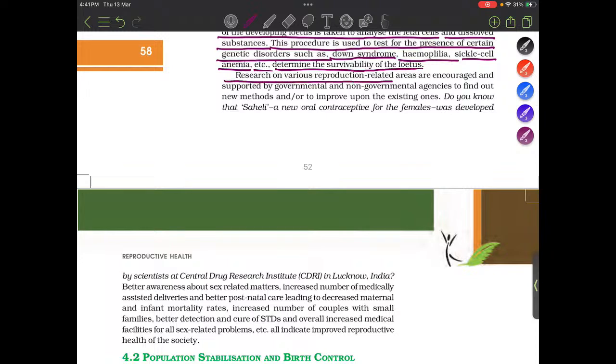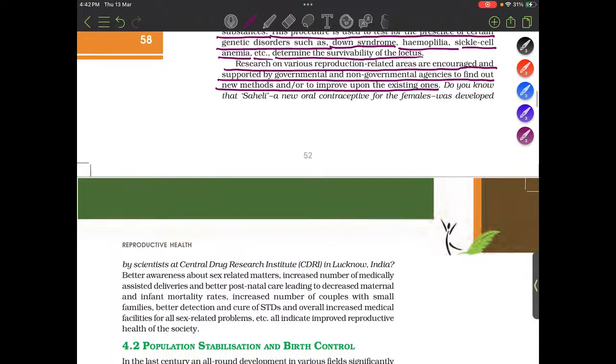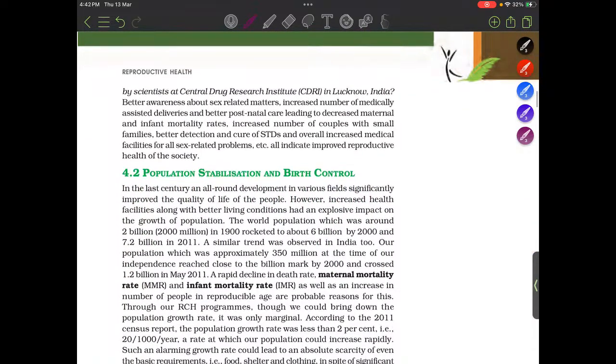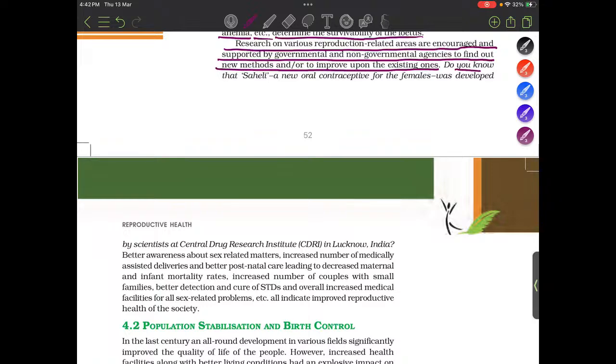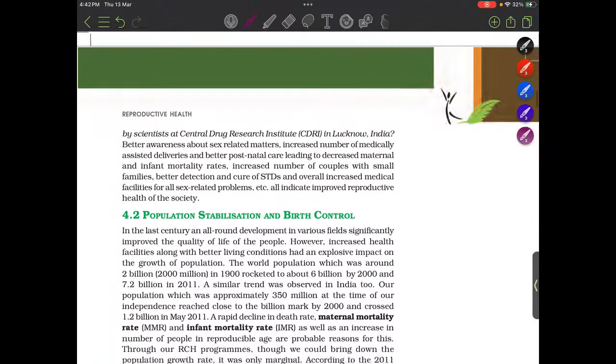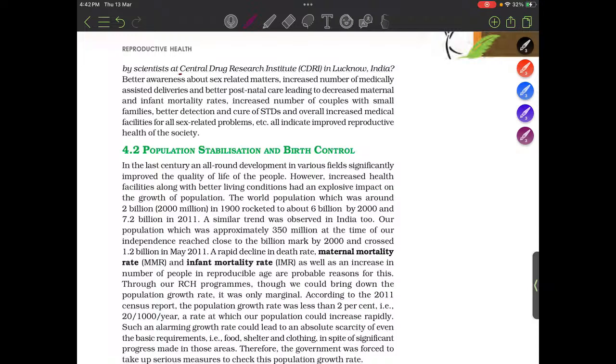Research on various reproduction related areas is encouraged and supported by governmental and non-governmental agencies to find out new methods and to improve upon the existing ones. Do you know Saheli, a new oral contraceptive for females, was developed by scientists at the Central Drug Research Institute (CDRI) in Lucknow, India.